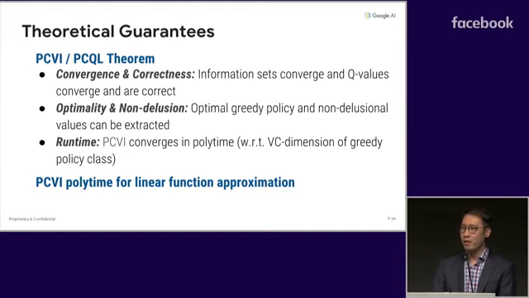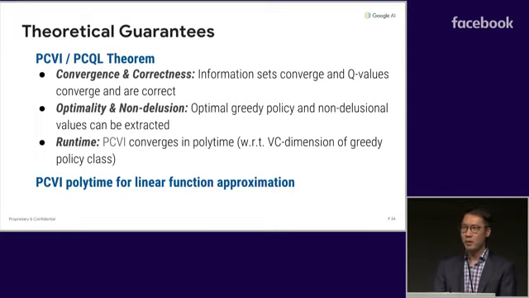And furthermore, the information sets and the Q values themselves are non-delusional. And lastly, you might be concerned about the proliferation of the information sets, but the number of them and the number of feasibility checks is actually polynomial in the size of the MDP. They do depend on the VC dimension of the approximator class, but for a fixed architecture, we have polytime bounds. As a corollary, for a fixed dimensional linear function approximator, PCVI is polytime. So the foundations are pretty solid.